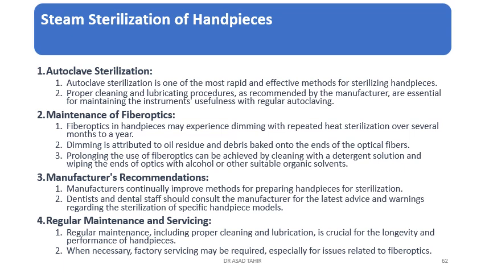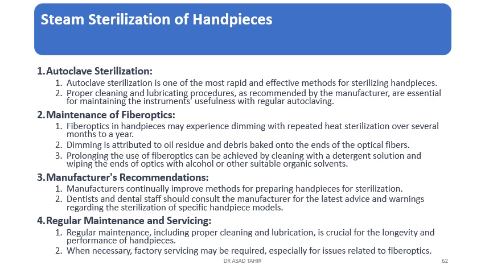Maintenance of fiber optics. Fiber optics in handpieces may experience dimming with repeated heat sterilization over several months to a year. Dimming is attributed to oil residue and debris baked onto the ends of the optical fibers. Prolonging the use of fiber optics can be achieved by cleaning with a detergent solution and wiping the ends of the optics with alcohol or other suitable organic solvents.